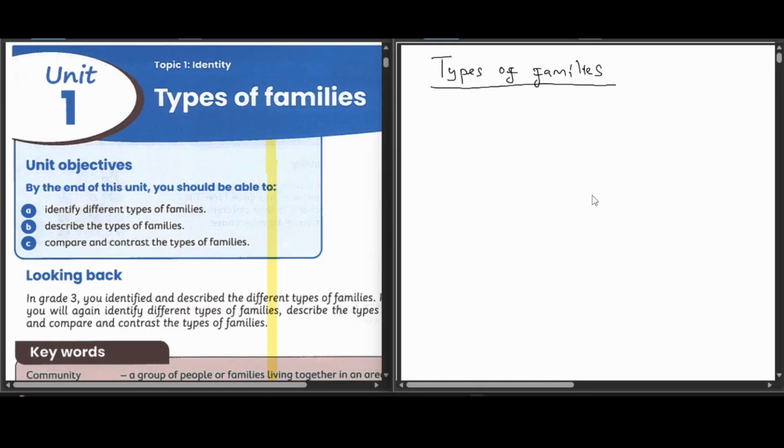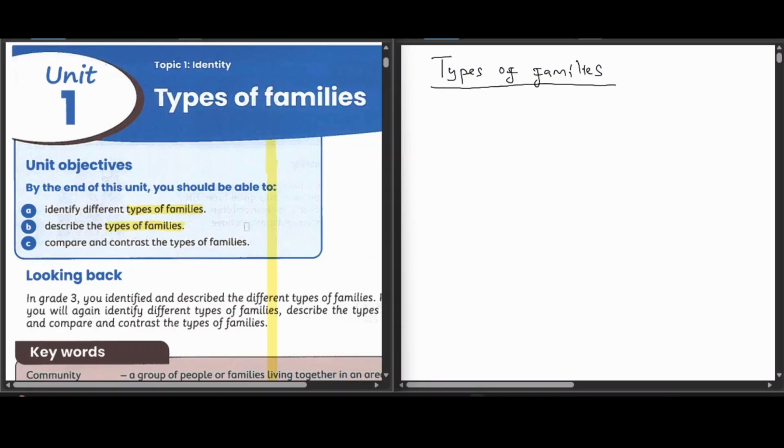So before we get into the lesson, let us look at our unit objectives. By the end of this chapter, you should be able to identify different types of families. So that is what we want to learn firstly, types of families. Describe the types of families. Compare and contrast the types of families.